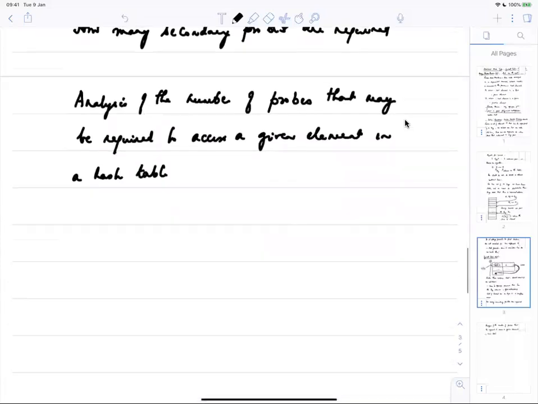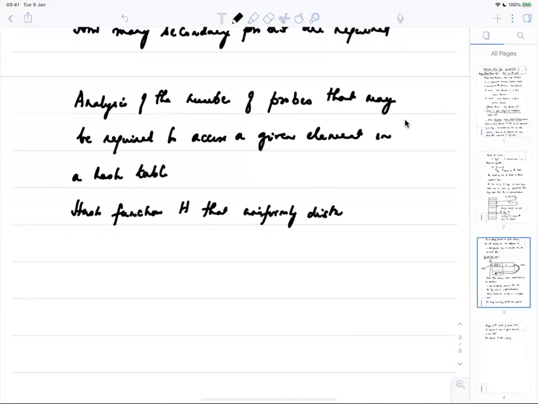Let us say that we have a hash function. I'm using capital H here. H that uniformly distributes the keys.